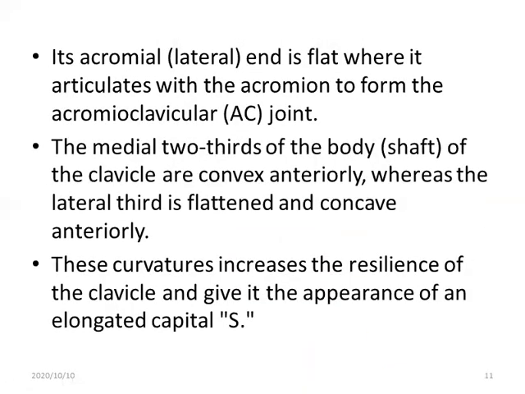Its acromial end, also called the lateral end, is flat, while the medial end is triangular. The lateral end articulates with the acromion to form the acromioclavicular joint. The joint between the acromion and the clavicle is the acromioclavicular joint. The medial two-thirds of the shaft of the clavicle are convex anteriorly, whereas the lateral third is flat and concave anteriorly. These curvatures increase the resilience of the clavicle and give it the appearance of an elongated S.